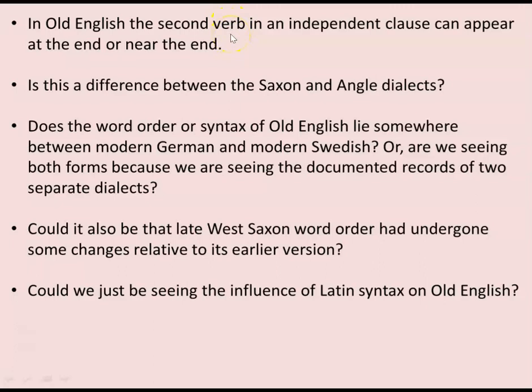And it seems to run through all the text that you can read. You can read a text and you'll have both examples within the same text. Now, is this a difference between the Saxon and Anglo dialects? I don't know. I've got that question running through my head. Does the word order or syntax of Old English lie somewhere between modern German and modern Swedish, or is it both? Or are we seeing both forms because we are seeing the documented records of two separate dialects? Are they switching between the two? I find that a little hard to believe that would be the case.